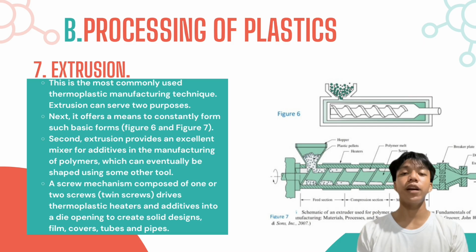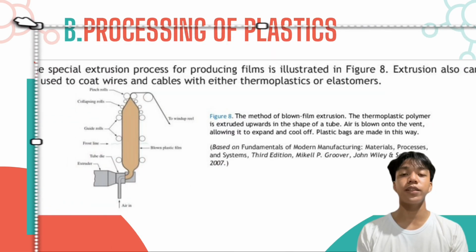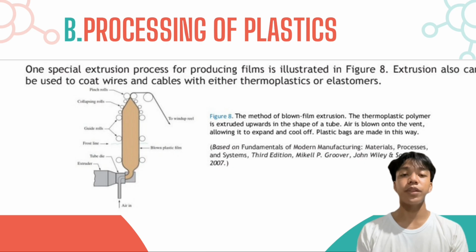So the key idea about extrusion is that it produces continuous products with the same cross section. Examples of extruded products are pipes and tubes, plastic sheets and films, wire and cable coatings, plastic straws, and more.